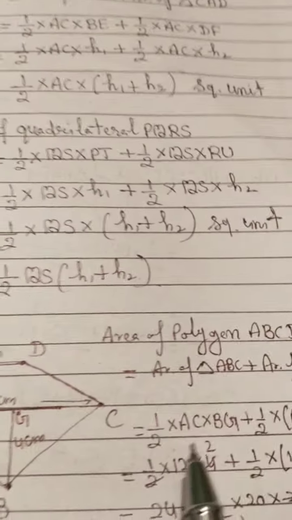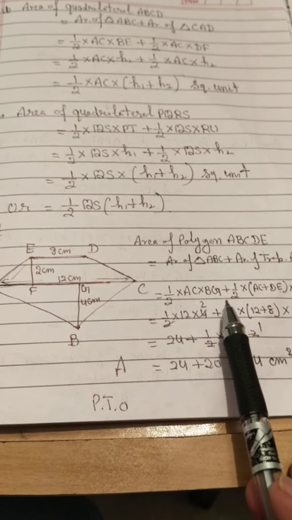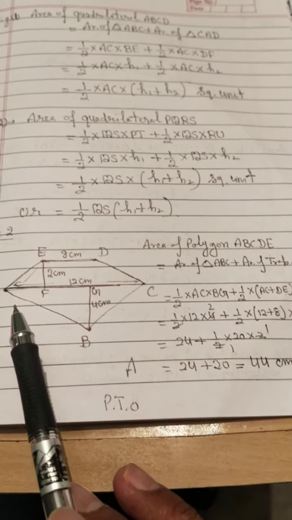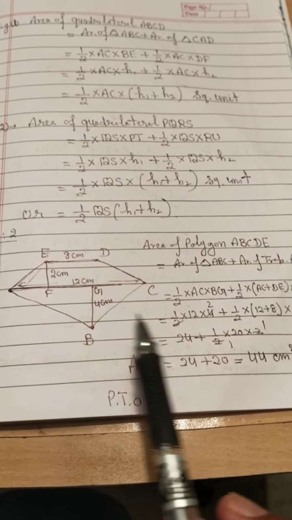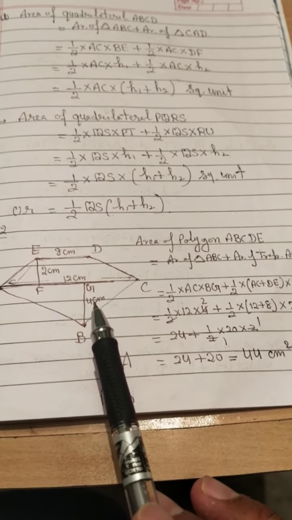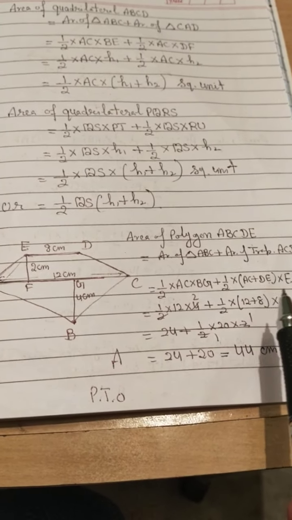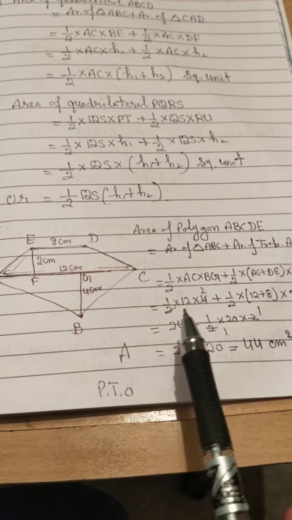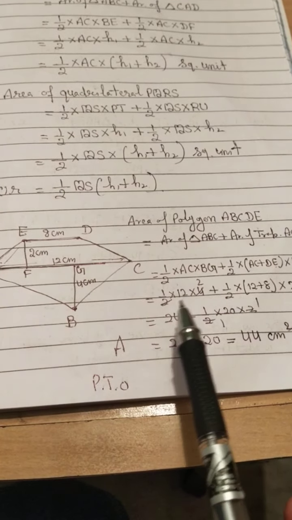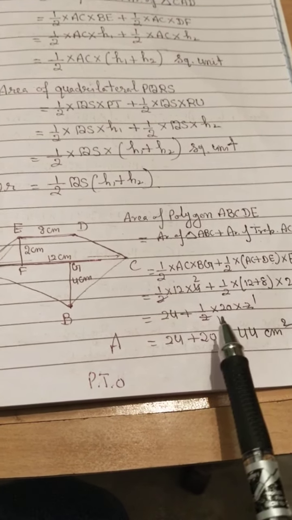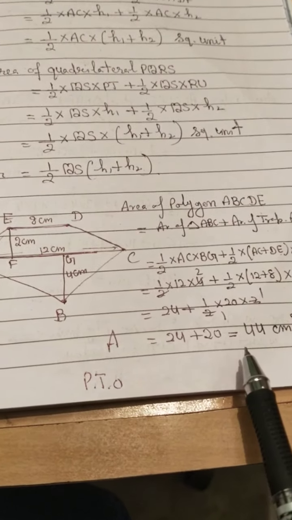So area of polygon ABCDE is equal to area of triangle ABC plus area of trapezium ACDE. So what is the area of the triangle? Half into AC into BG plus half into AC plus DE into EF. So half into 12 into 4 plus half into 12 plus 8 into 2. So 24, 12 plus 8 is 20, half of 20 is 10, into 2 is 20, 24 plus 20 is equal to 44 square centimeter.